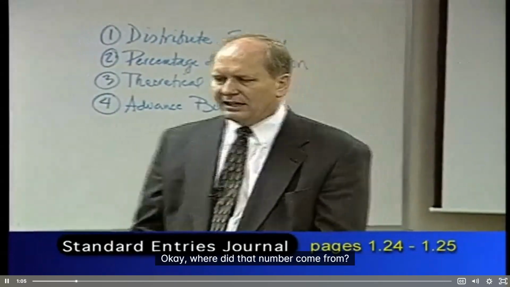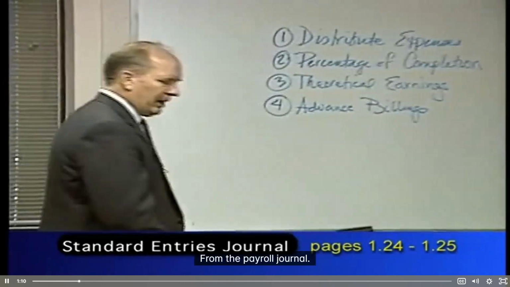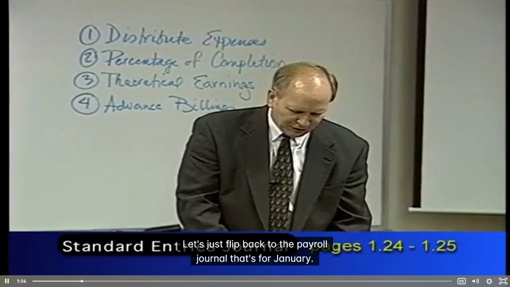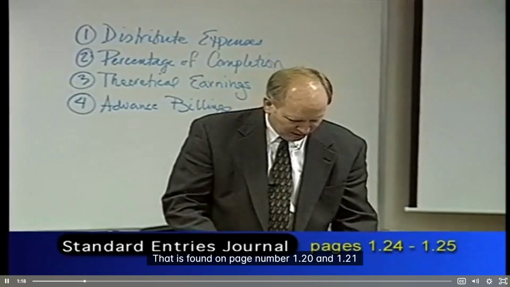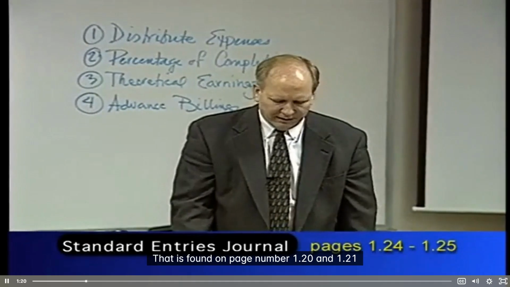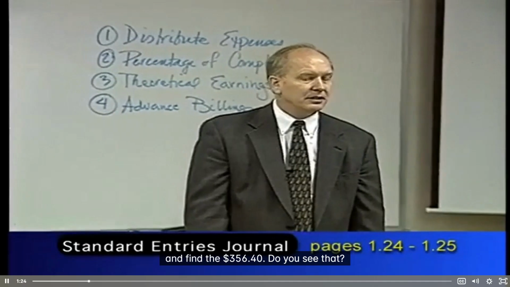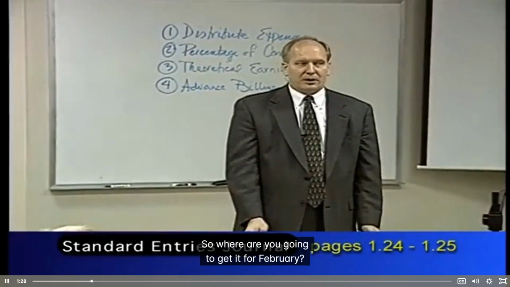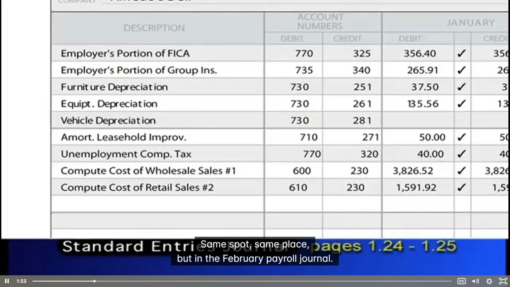Okay, in January, that amount was $356.40. Where did that number come from? From the payroll journal. Let's just flip back to the payroll journal for January, found on pages 120 and 121, and find the $356.40. Do you see that? That's where it came from. So where are you going to get it for February? Same place, but in the February payroll journal, okay?